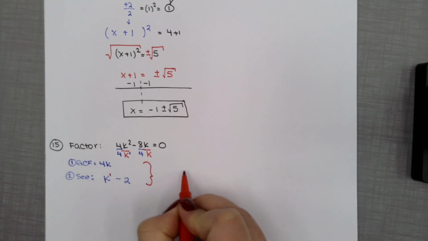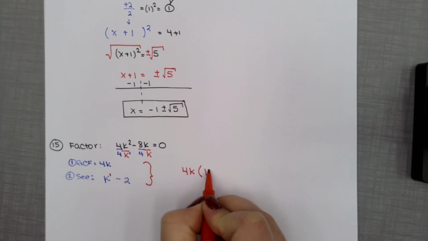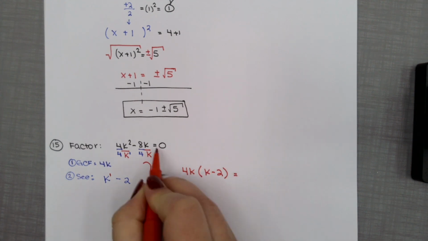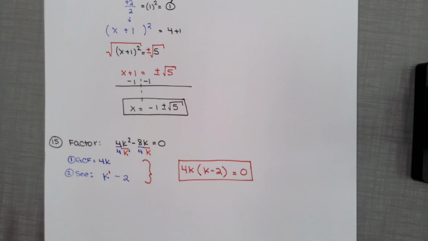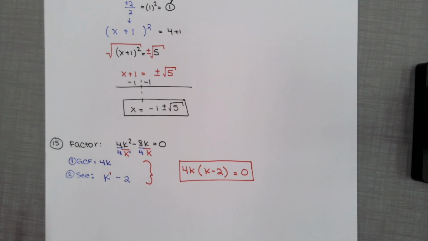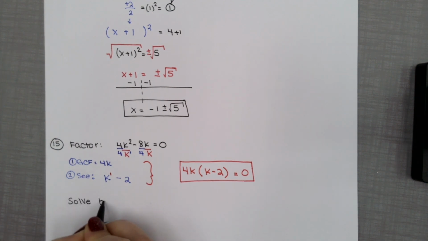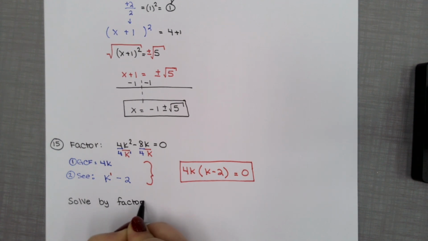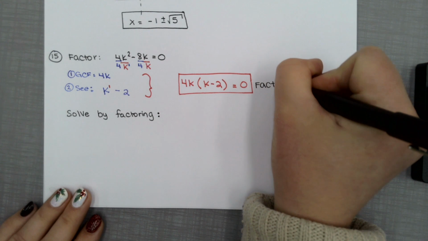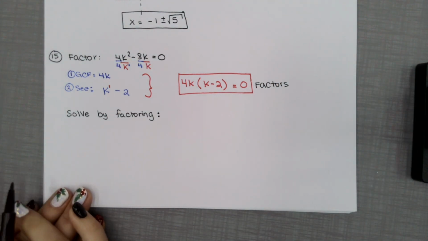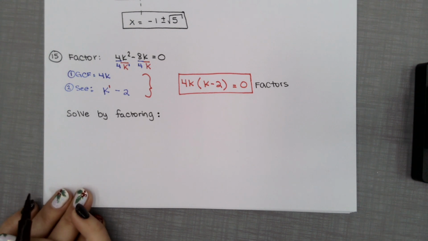You're going to write out your answer as your GCF times your leftovers. Set it equal to whatever it equals. In this case, we have 0, and this is your factoring. These are your factors. Now, if it is asking you to solve by factoring, then this right here is not your answer. This is just your factors. To solve by factoring, you're going to set each factor equal to 0 and solve.